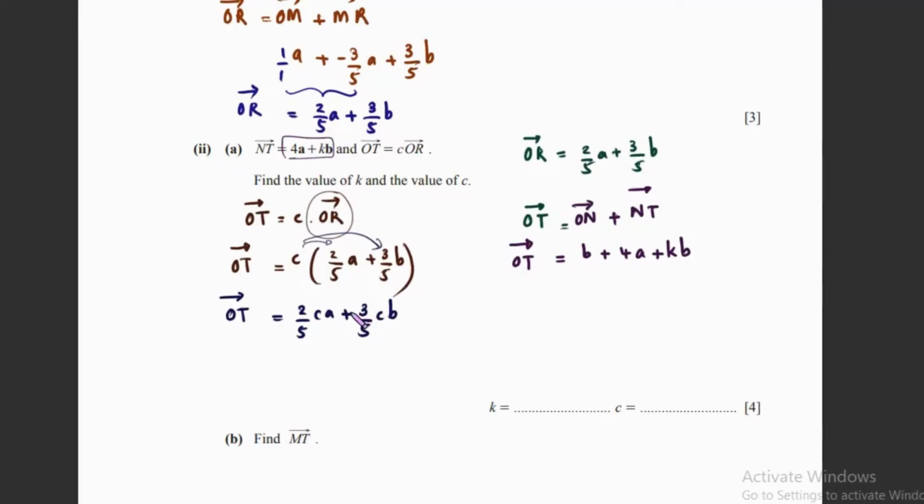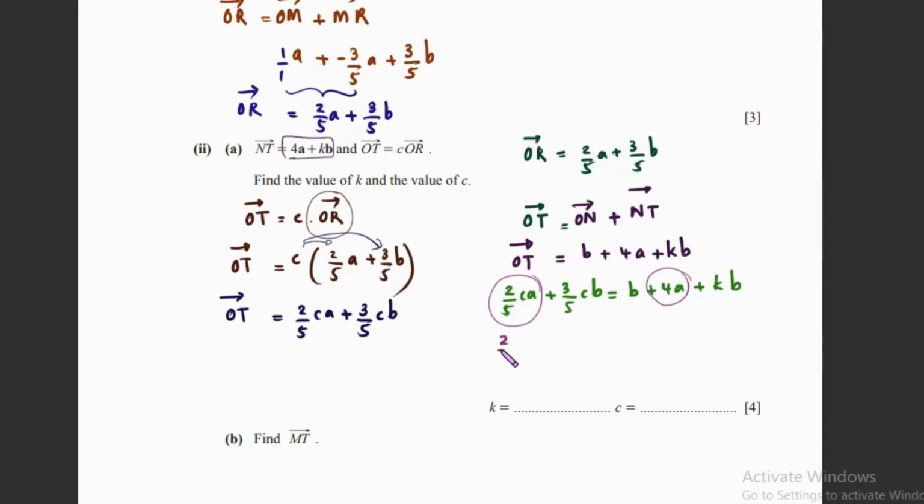So when I equate these two together, I can write O to T as 2/5 CA plus 3/5 CB is equal to B plus 4A plus KB. I'm going to combine all these and form a relationship between these A's. These two will be equal to each other because in the end, the value of C is a whole number, or it can be a fraction. That is what we are supposed to find.